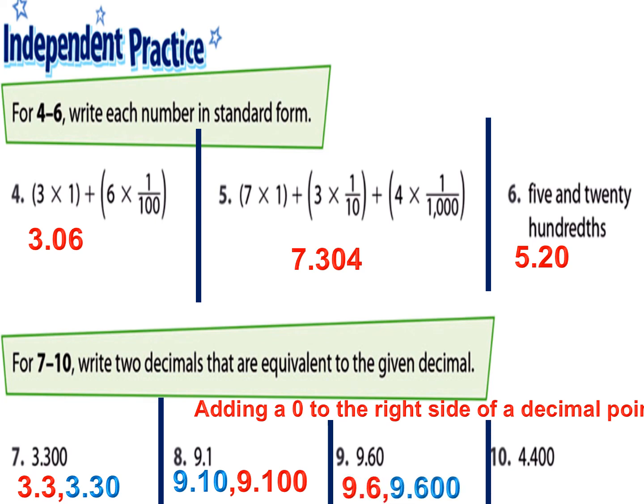9.60 can be written as 9.6 or 9.600 or as you want. If you want to put more zeros, you can put more zeros, no problem for that, because the value of the number doesn't change if you put 0 or if you cancel 0 for the decimal number. 4.400 can be written as 4.4 or 4.400 or 4.4000 and whatever.